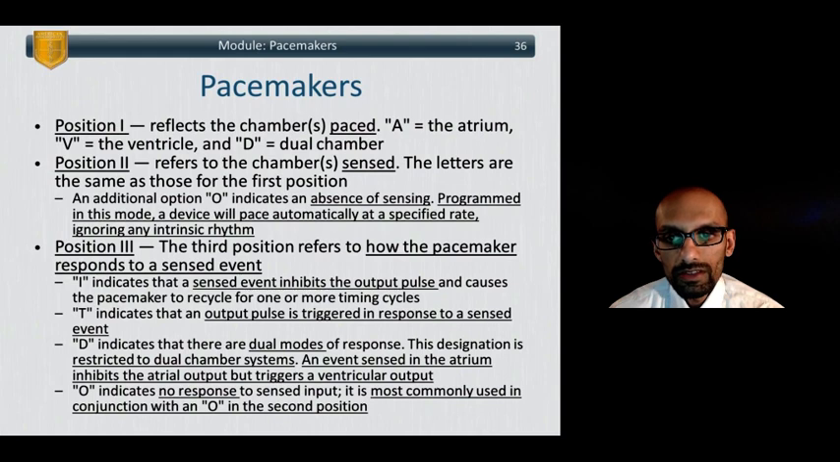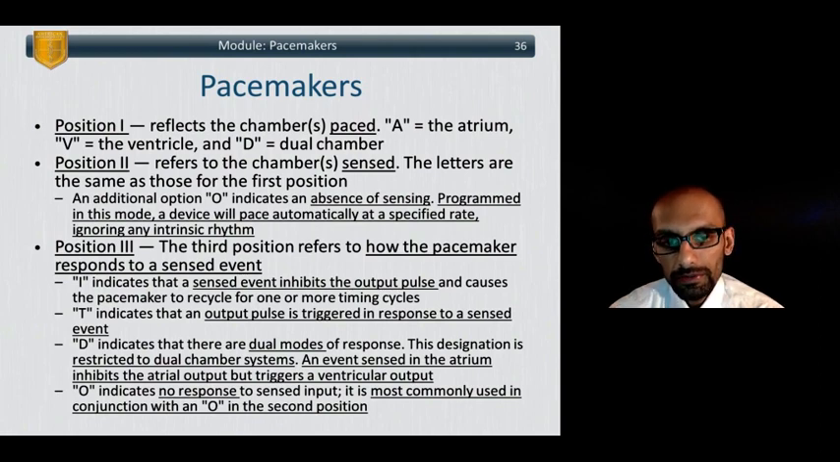Okay, so there's a lot of different letters involved here. It's a little bit of alphabet soup, but A is atrium, V is ventricle, and D is dual. That's pretty straightforward. In position 2, there's an additional option. You can have the letter O, and that basically indicates an absence of sensing. If there's a letter O in that second position, the pacer is actually doing all the work. Basically, it's ignoring any sensing. So it doesn't care what the heart is doing, and it's going to do all the pacing. So that's essentially what that O means.